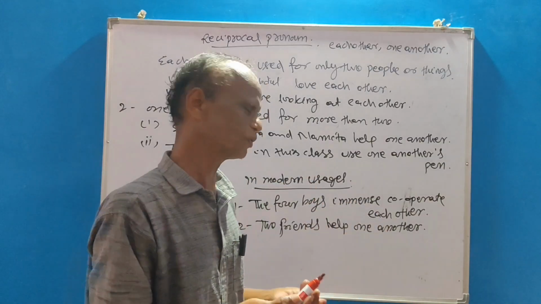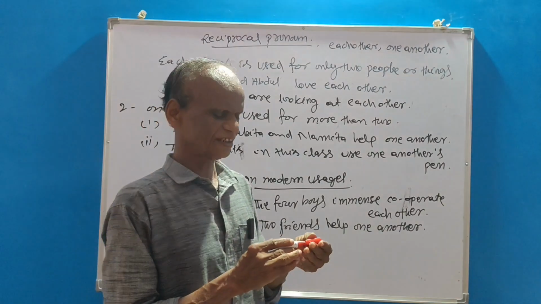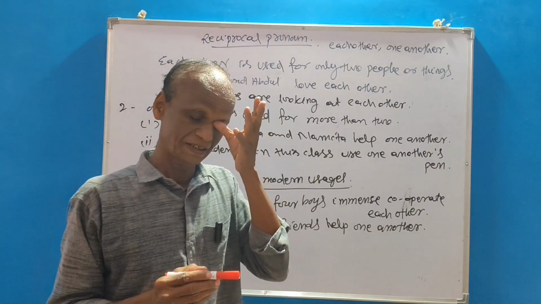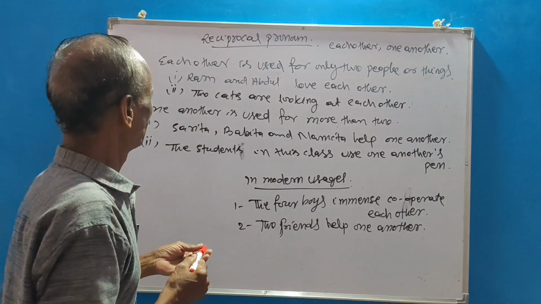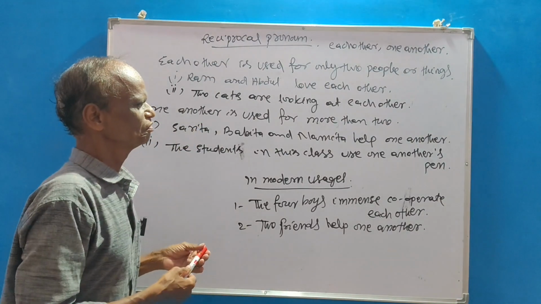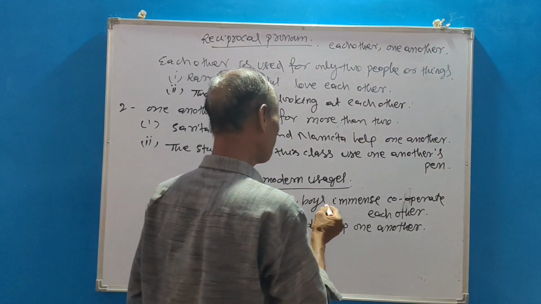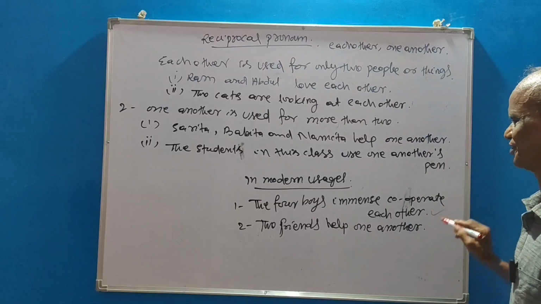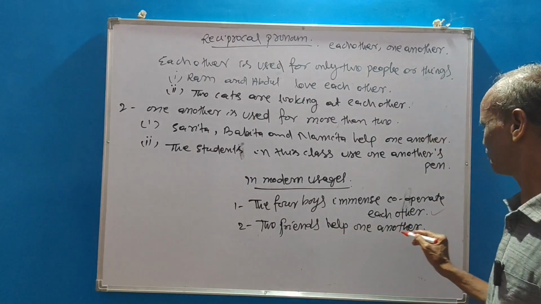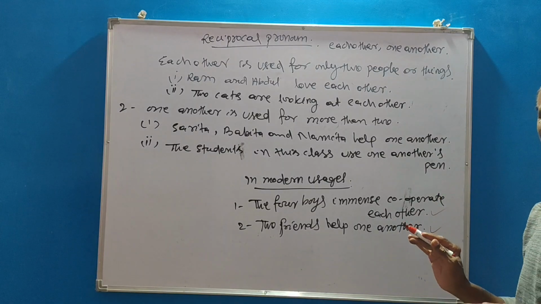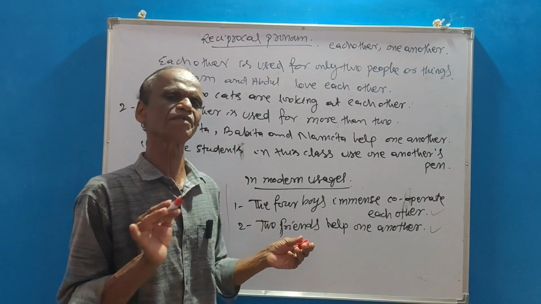More than two students. But in modern usage, there is some difference. Each other is used for more than two and one another for two only. For example, the four boys cooperate with each other. Two friends help one another. So in modern usage, it is different. It mainly comes in competitive examinations.